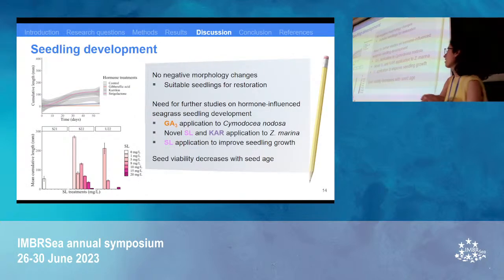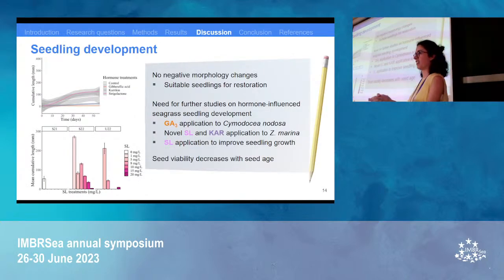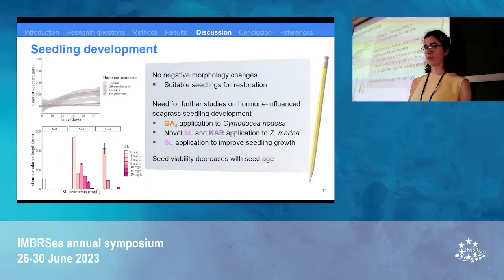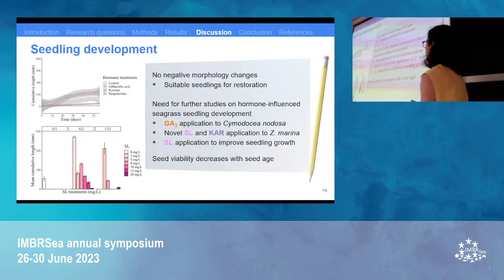Okay, so as I was saying, the main takeaway point here is that no negative effects were found on the seedlings, so no negative morphology changes, which is what we wanted because we are looking for seedlings that are suitable to be then restored in the wild.